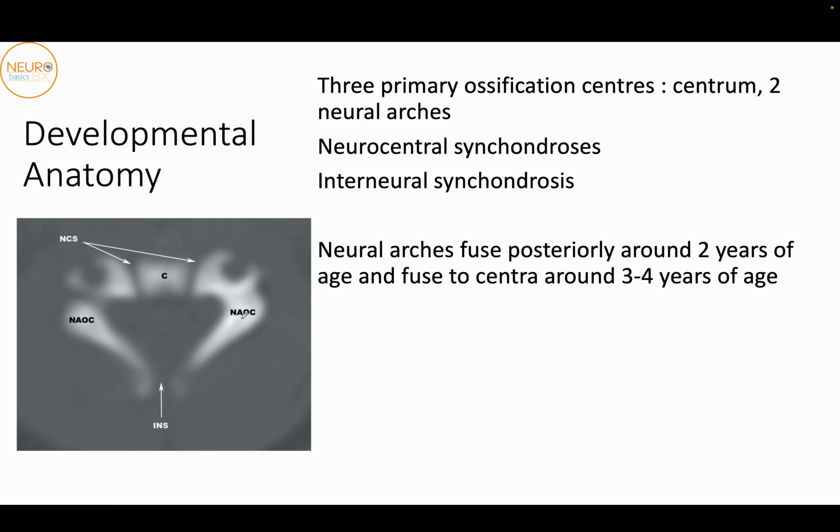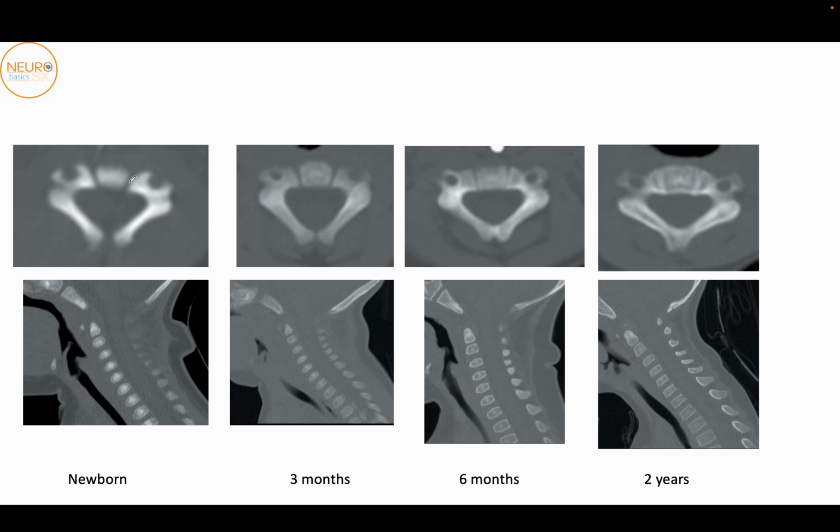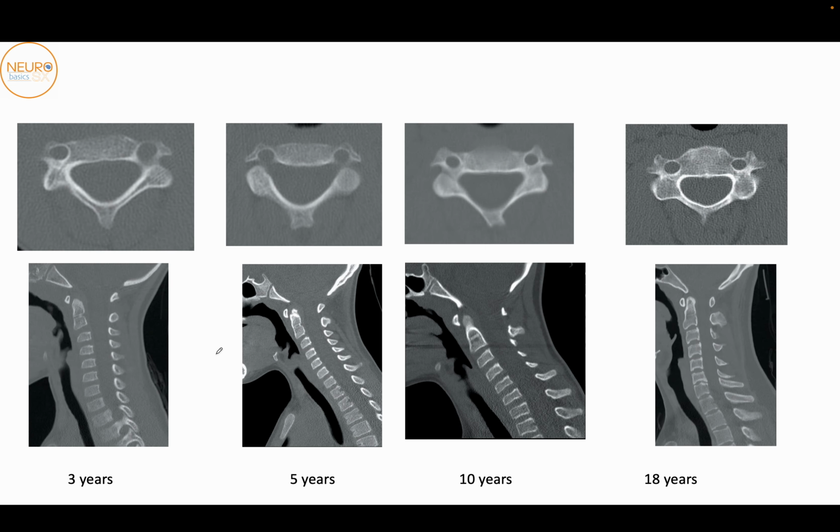Now, the neural arches will fuse posteriorly around 2 years of age. That is quite early. And then they will fuse anteriorly around 3 to 4 years of age. So as you can see, as compared to C1 and C2, the subaxial spine fuses a lot earlier. The fusion should be more or less over by 4 years of age. So as we can make out over here, in this newborn, nothing is yet fused. But by 2 years, more or less the entire vertebra has fused. Right, so the same thing, by 5 years, all the primary ossification centers of the entire vertebra have fused.